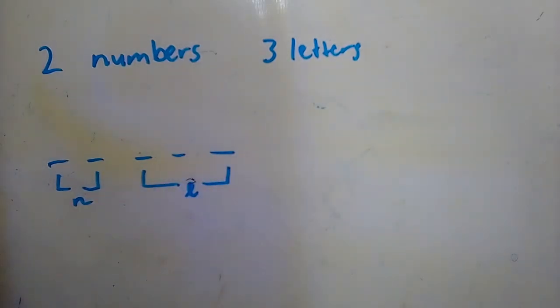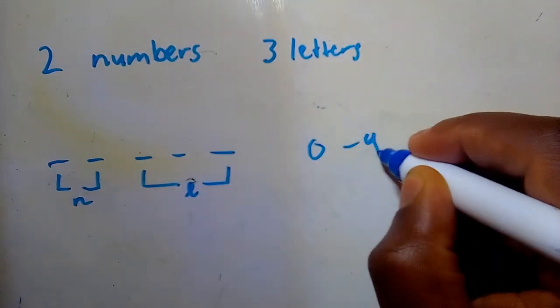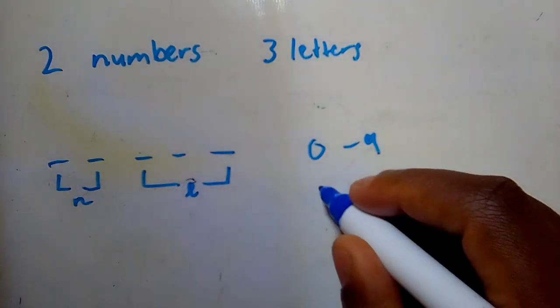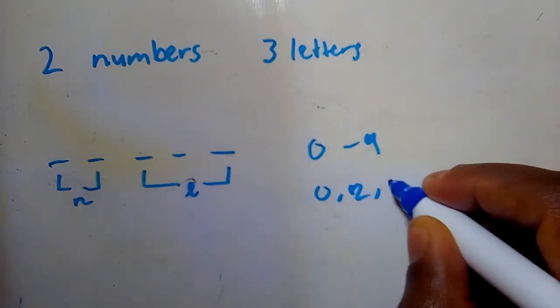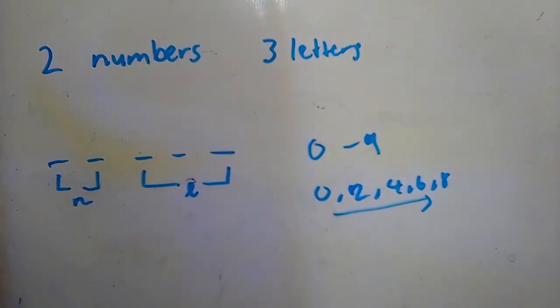So let's say they ask you how many 5-digit codes can be formed if the numbers are only allowed to be even numbers, and the letters must not contain vowels. So let's start with the numbers. Even numbers from 0 to 9, how many do we have? We literally have 5: 0, 2, 4, 6, 8. These are 5 even numbers.